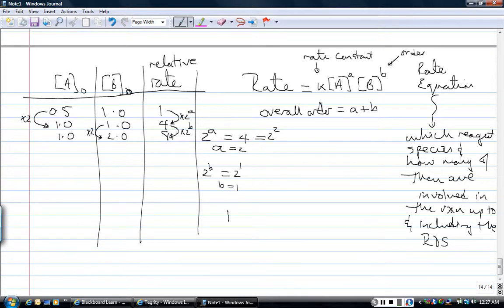So my rate equation becomes rate is equal to k times the concentration of A squared times the concentration of B to the power of 1. We're all adults, so we drop the 1. So what does this tell me? It tells me that 2 A's and 1 B are involved in the reaction up to and including the rate determining step. 2 A's and 1 B.